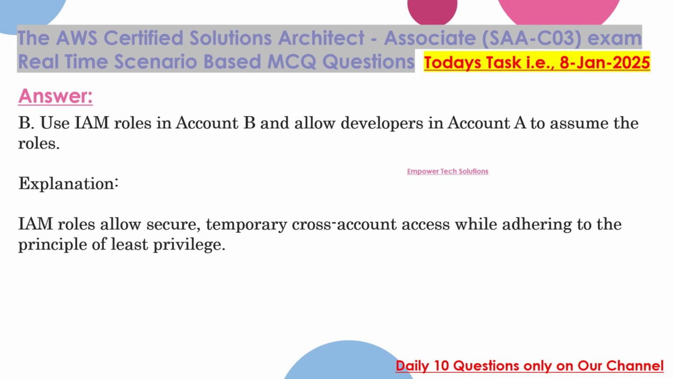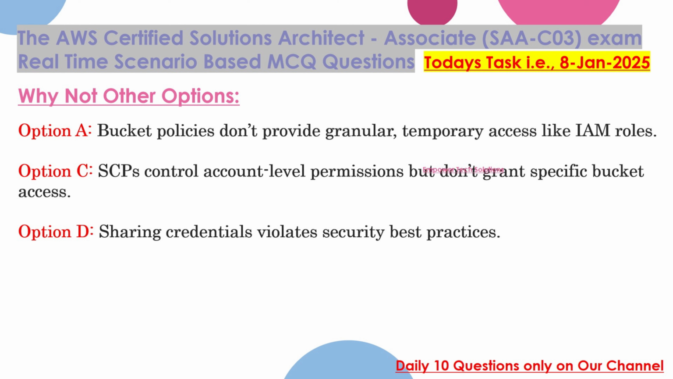Explanation: IAM roles allow secure, temporary cross-account access while adhering to the principle of least privilege. Why not other options? Option A, bucket policies don't provide granular, temporary access like IAM roles. Option C, SCPs control account-level permissions but don't grant specific bucket access. Option D, sharing credentials violates security best practices.